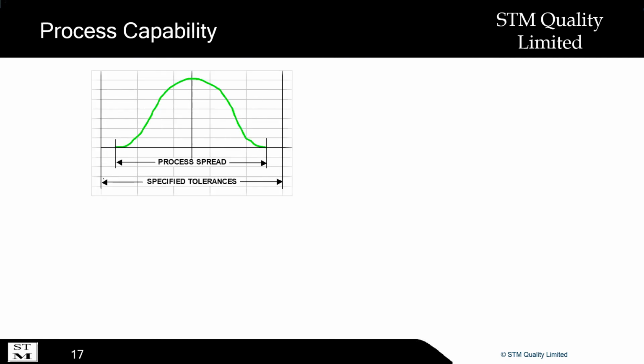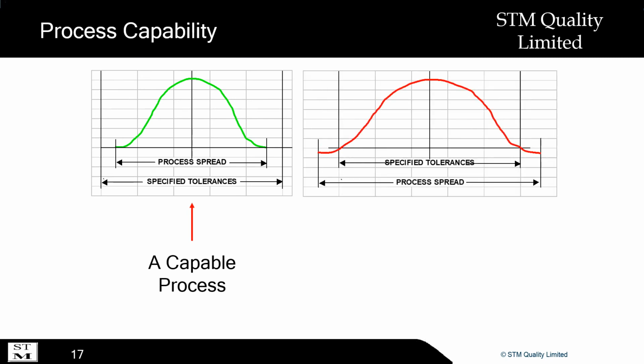Let's look at process capability. Here we can see a capable process. This is where the process spread of results is inside the specified tolerances. By comparison, here we can see an incapable process. This is where the process spread of results is outside that of the specified tolerances.